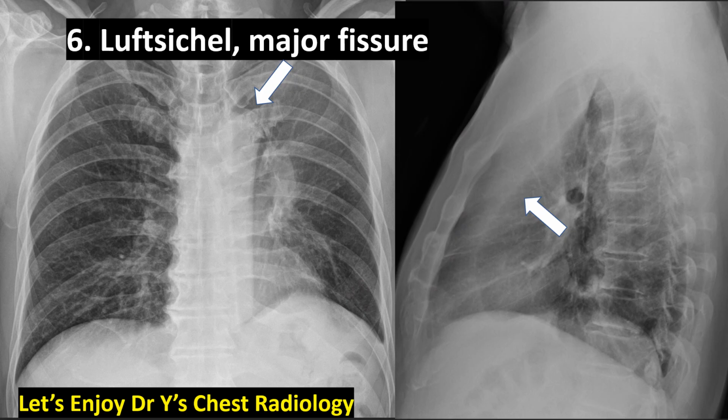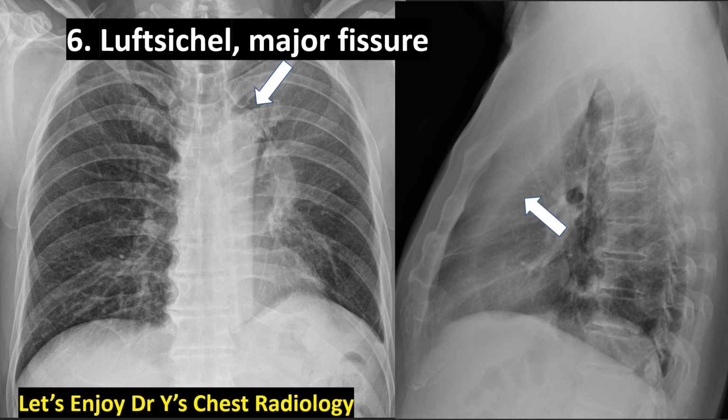Let's move to the left side. What do we see? This is another famous image, another famous sign, the Luftsichel. We see hazy increased opacity in the left upper lung zone, and elevated, increased size of the left hilum. Also, the left diaphragm is elevated, showing phrenic nerve invasion.